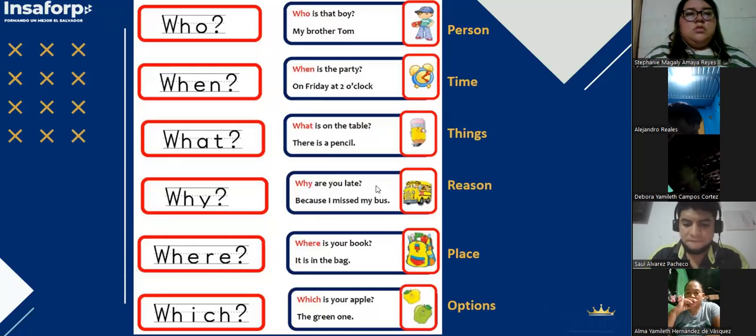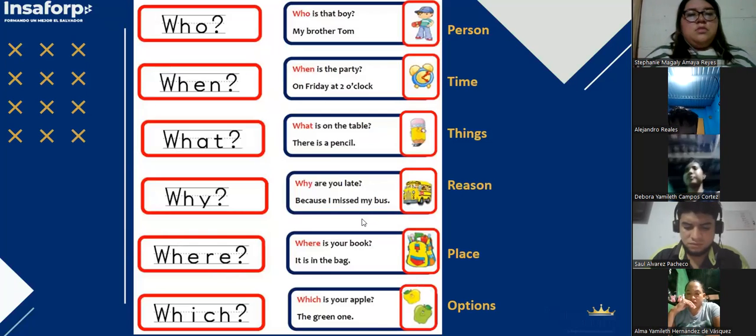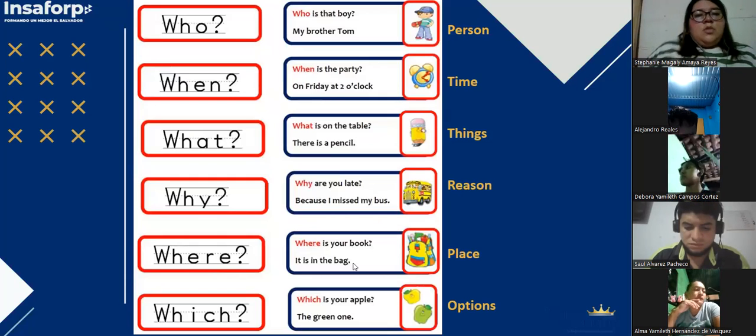Bus. Como que fuera una A, pero como así pegada en el estómago. Oh, así. Bus. Okay. Bus. There you go. Next.